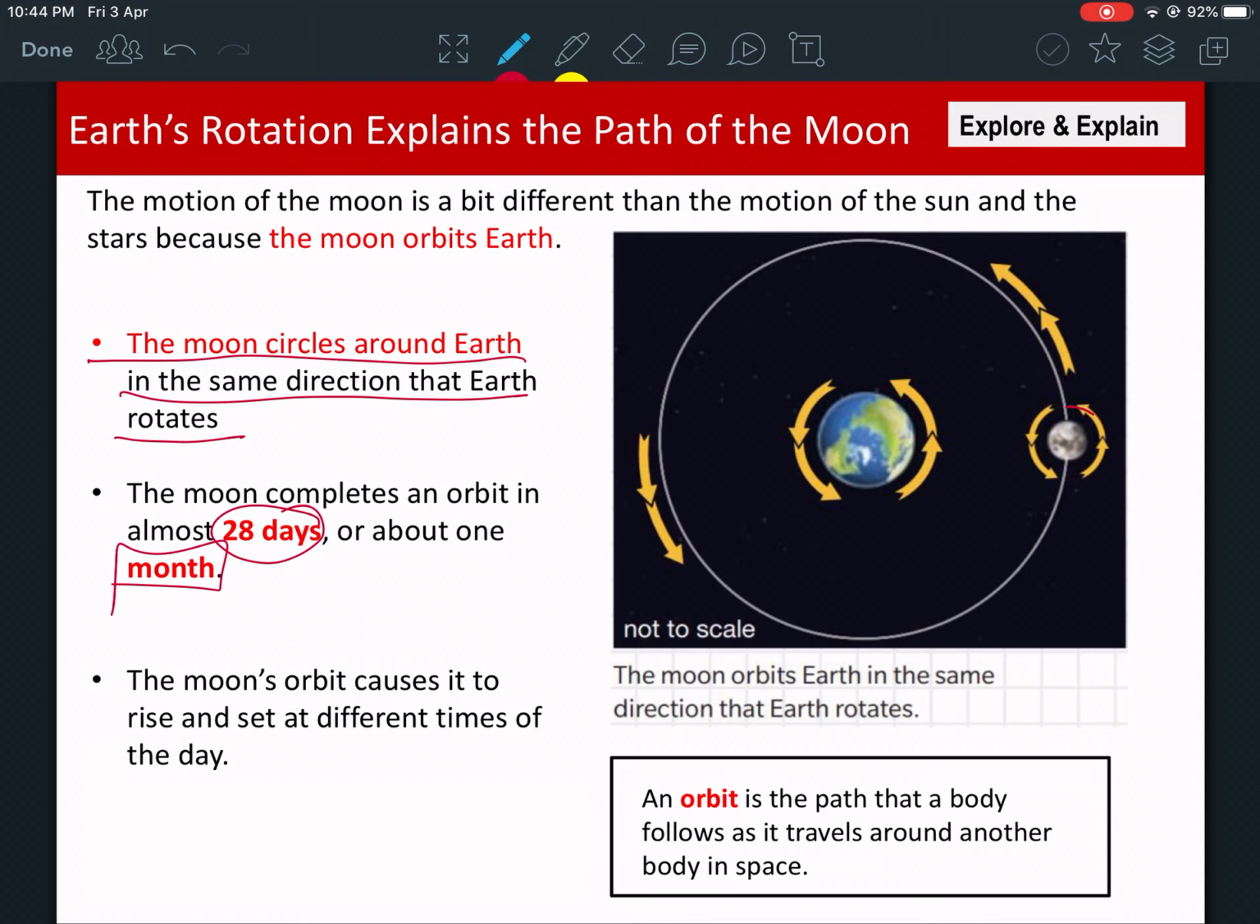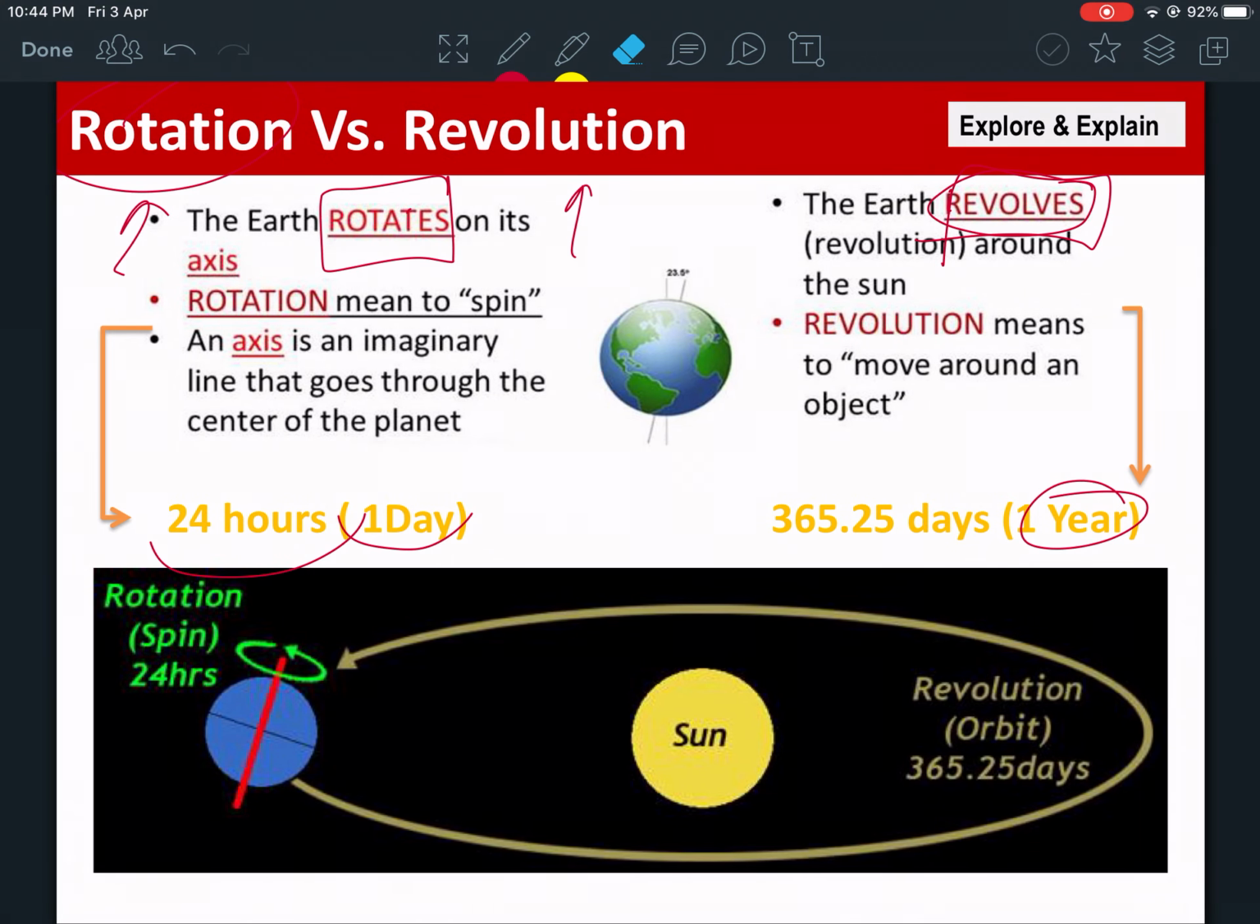Okay, it's because of the moon's movement around the earth. The moon takes 1 month to move around the earth. The earth takes 1 year to move around the sun. The earth and the moon together move around the sun. The moon is moving around the earth, which is moving around the sun. The moon's orbit causes it to rise and set at different times. Because the moon is turning around itself and revolving around the earth, you would see it rising and setting. Okay, that's why you see the moon rise and set.